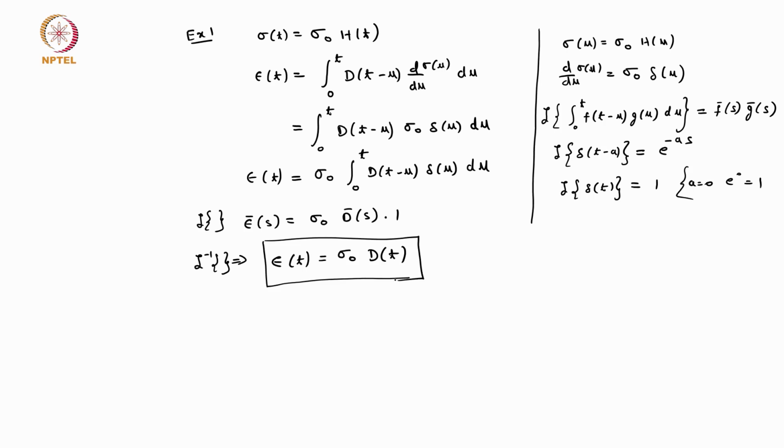What we have shown is that for this stress input we have used the Boltzmann integral with D, which is the compliance, because the input is the stress sigma of u. Using this integral, once we invoke the convolution integral formula, we are able to find the solution. So, here is the second example.